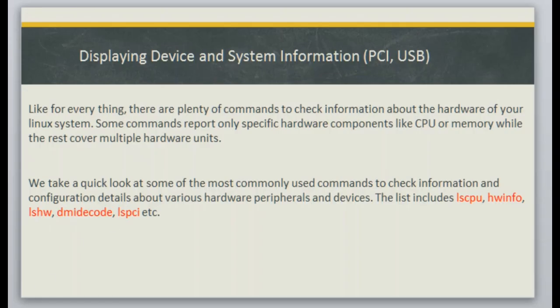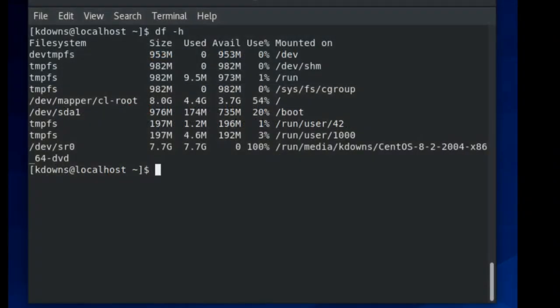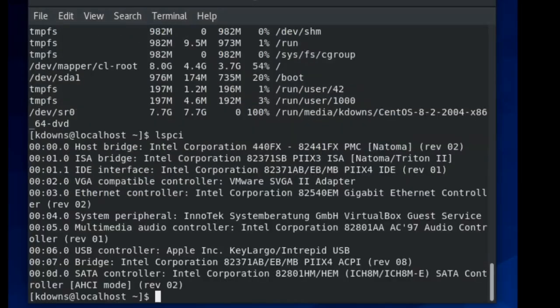So let's look at our first one here, which is going to be the lspci command. This will show the device ID of your network card or any other PCI device. Depending on your system, you may be able to run this command without having to be root first. So we're going to try it, and we're also going to add the flags -nvv on it. So let's try it again. lspci. So there are all our PCI devices there.